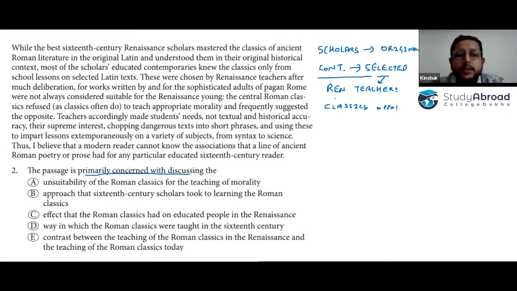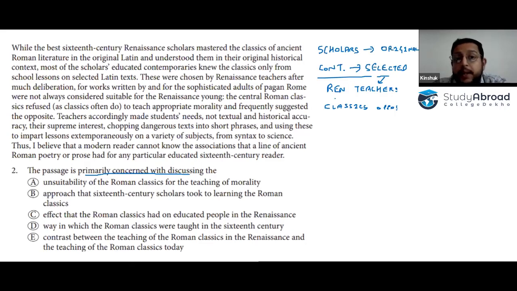Now let us see how this is developed further in the passage. Then the author says, teachers accordingly made students' needs, not textual and historical accuracy, their supreme interest. So what did they do? They made their needs, but they were not concerned with the textual and the historical accuracy. They were their supreme interest.